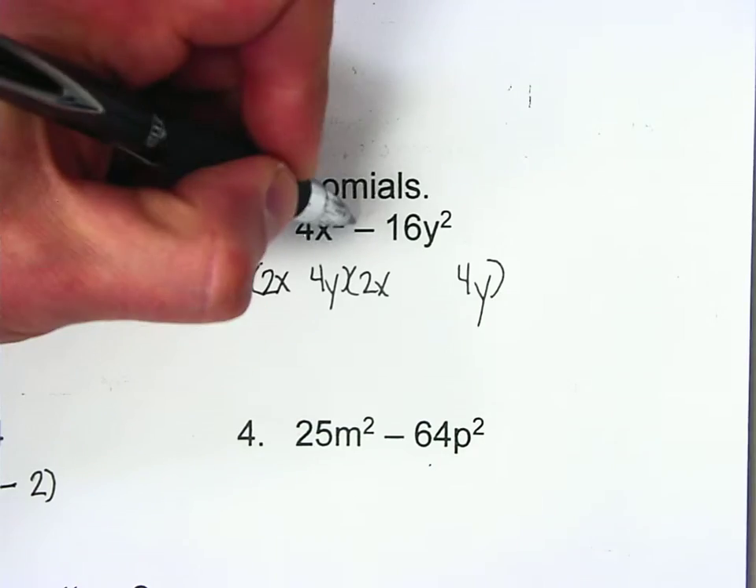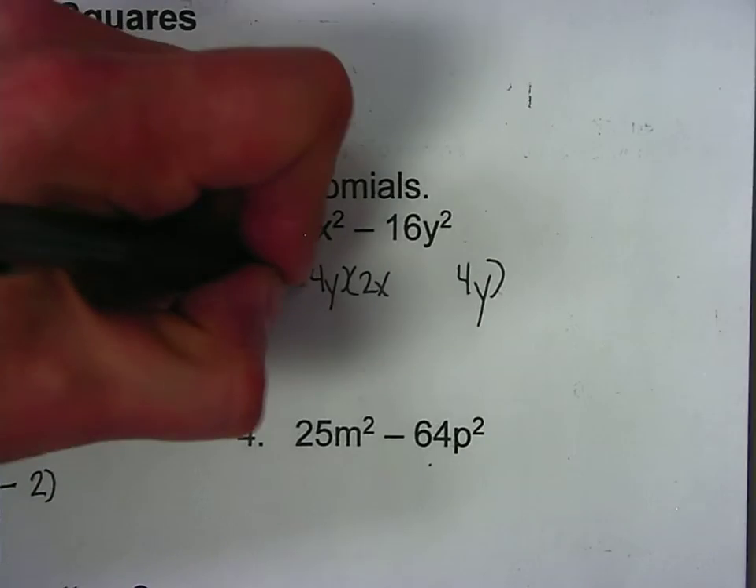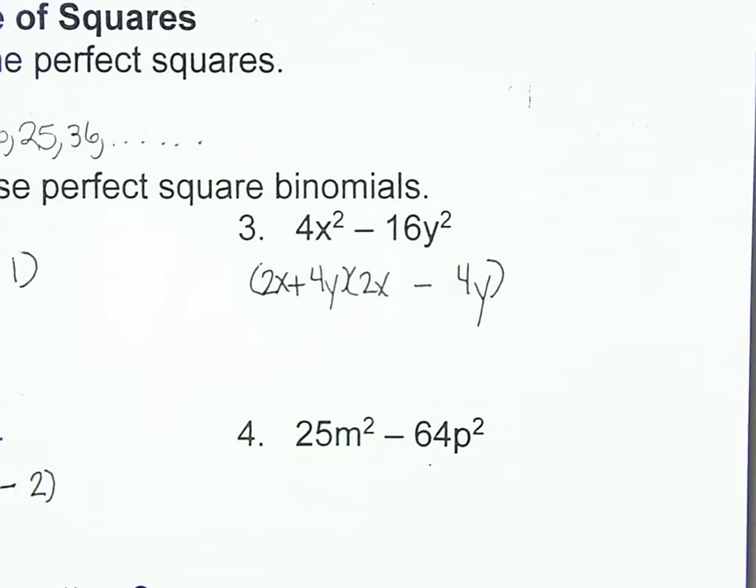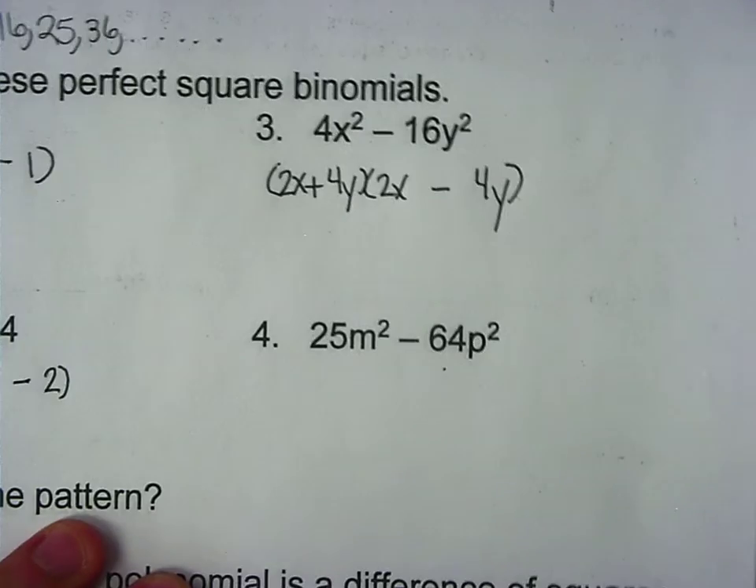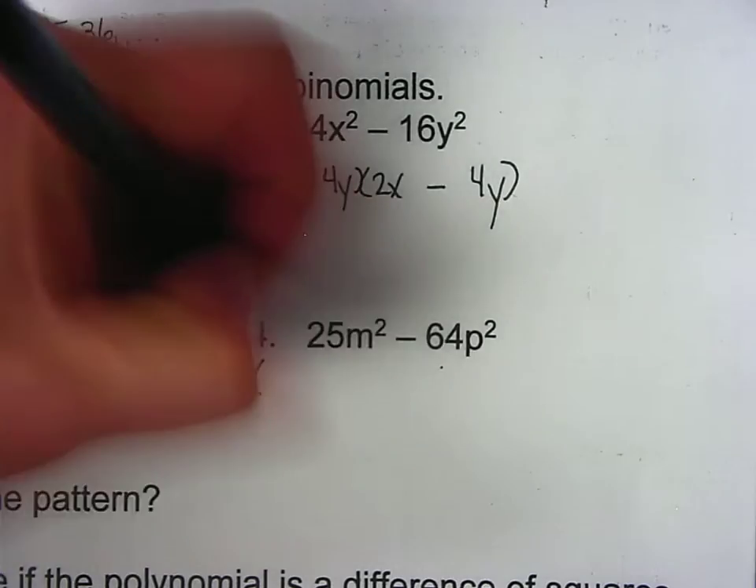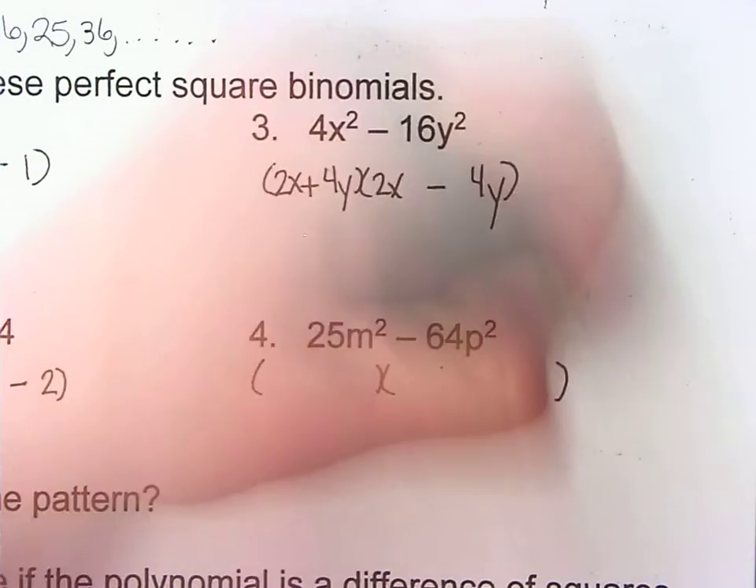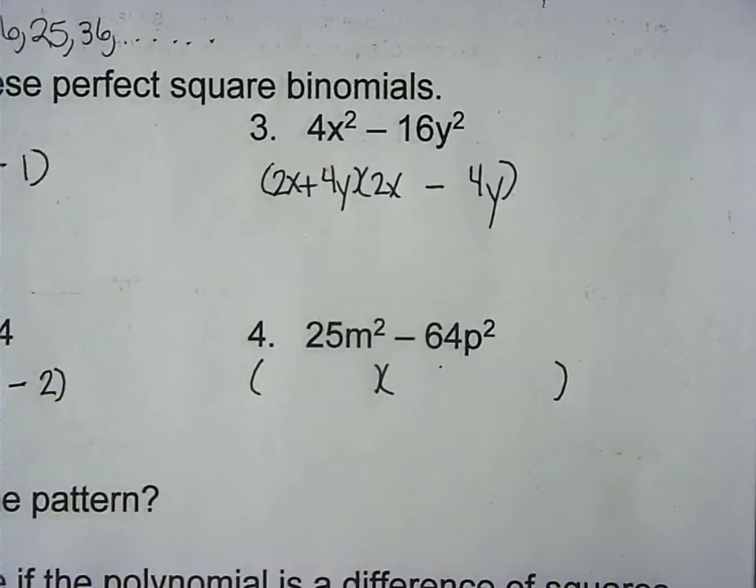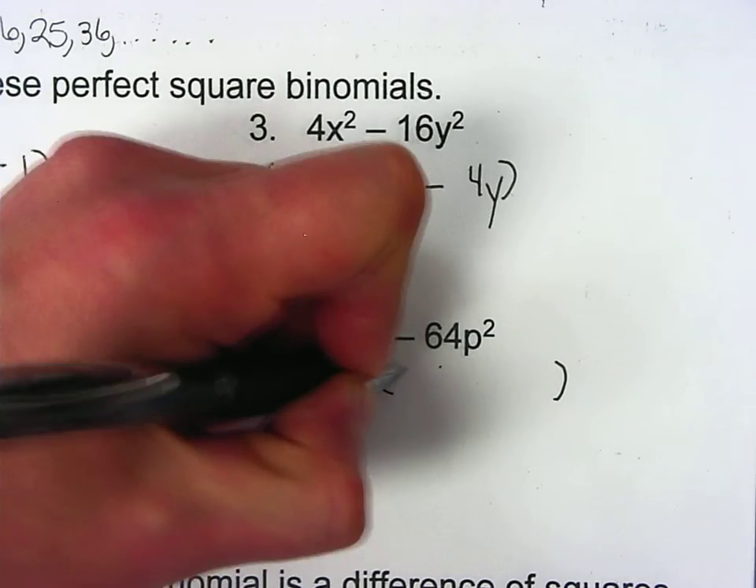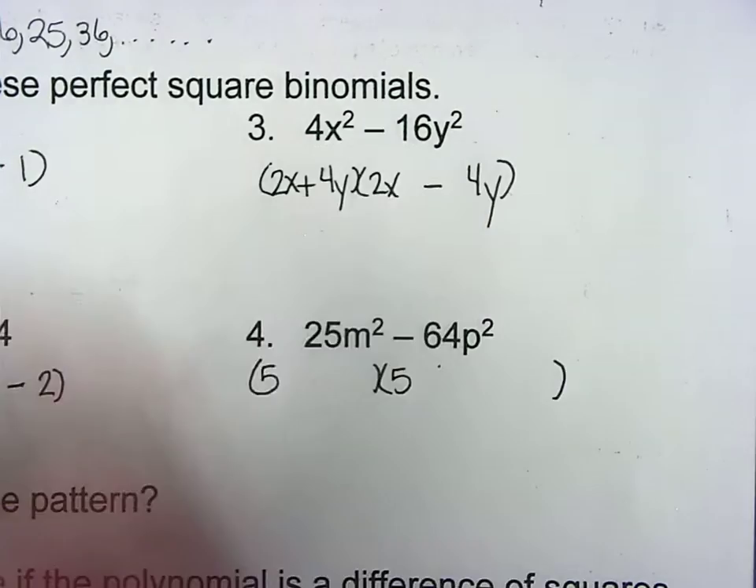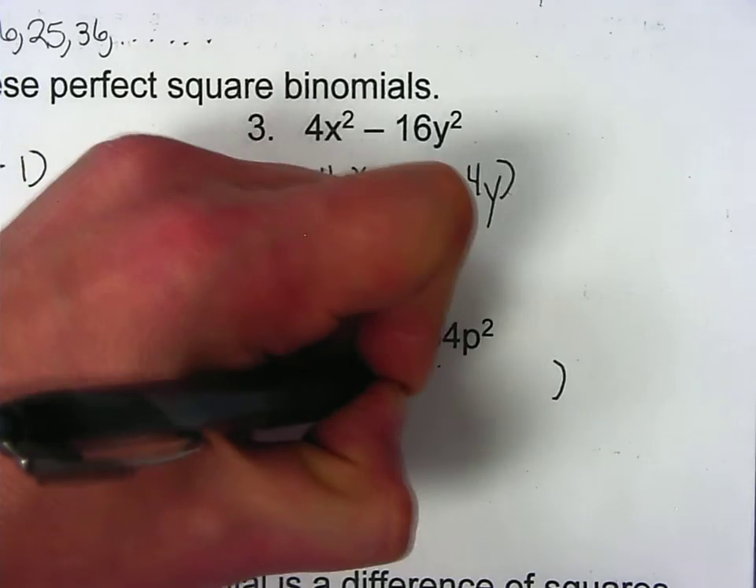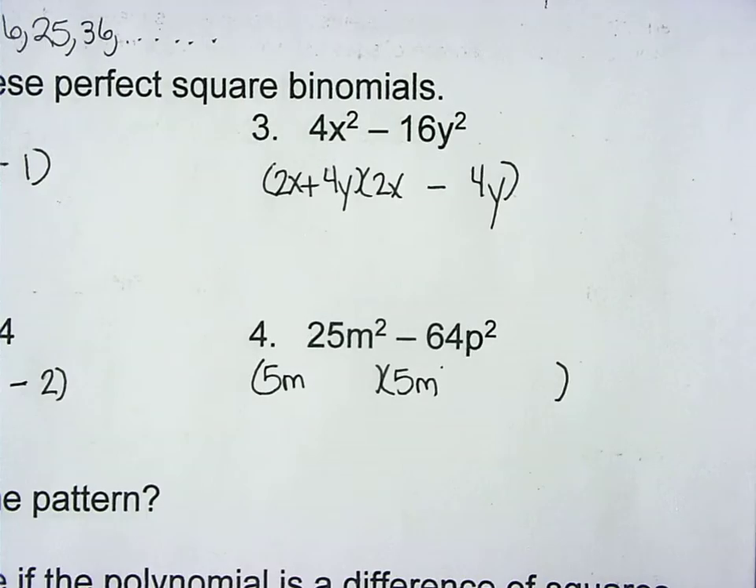But in order to get the difference of those things, we would need a positive version and a negative version. Continuing on the same exact process, it repeats all over again below here in number 4. So what is the square root of 25? We would need a 5 and a 5. What is the square root of m squared? A single m in both of these answer sets.